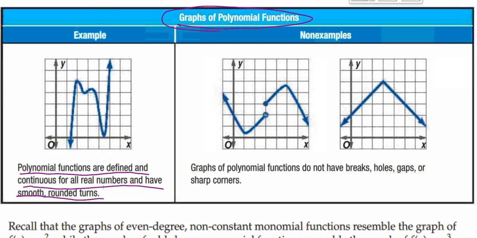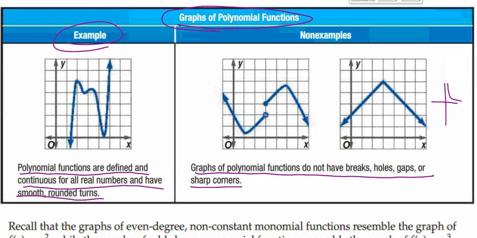You might even want to sketch something of that so that you can see. That's an example. These are non-examples. Things that are not polynomial functions might have breaks, holes, gaps, or sharp corners. Look at the one on the right, maybe it's an absolute value kind of thing, and that is not a polynomial. We've seen discontinuous functions like this, and we might also have discontinuous functions like that, which might be 1 over x, things like that.